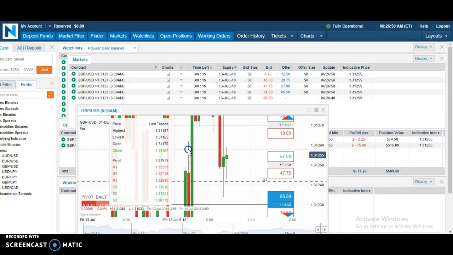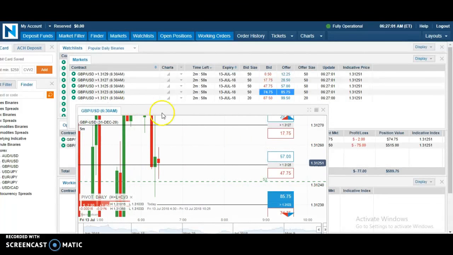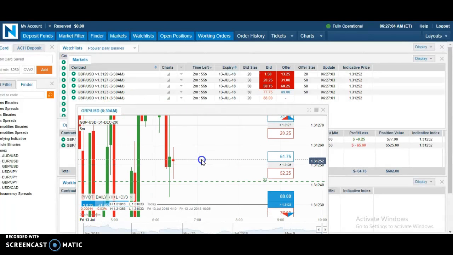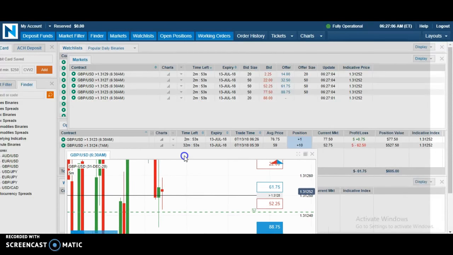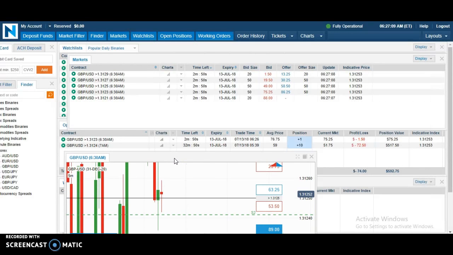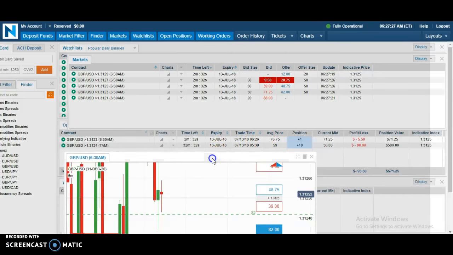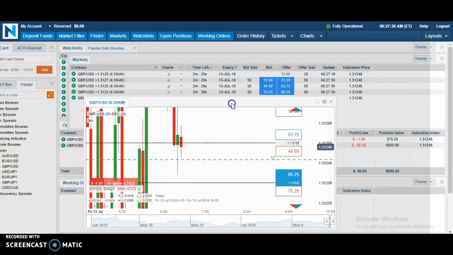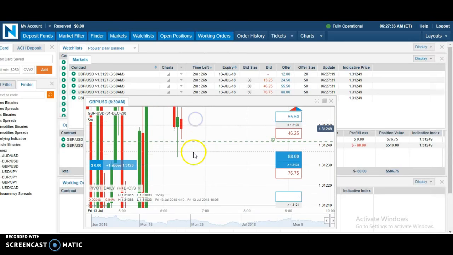Welcome guys. The market set up itself again in the GBP USD market right now. As you can see, I got into this trade, 6:30 AM expiry. I bought the market. I want the market to be above 1.3123 at the end of 6:30 AM. I got it at a $76.75 price. So in the chart, let's see, we need the market to be above this line, guys.